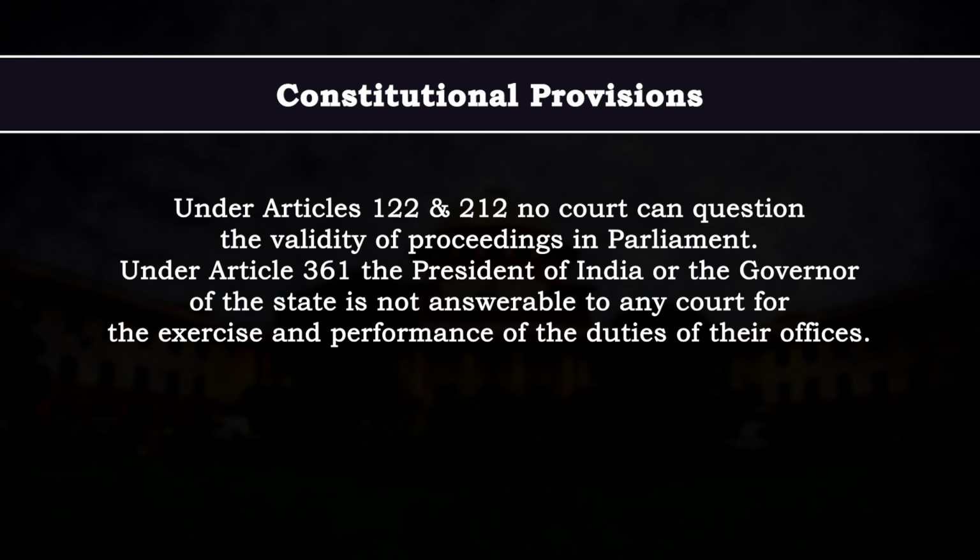Another, under Article 361, the President of India or the Governor of the state is not answerable to any court for the exercise and performance of their duties in their offices. But sometimes there is overlapping of powers.